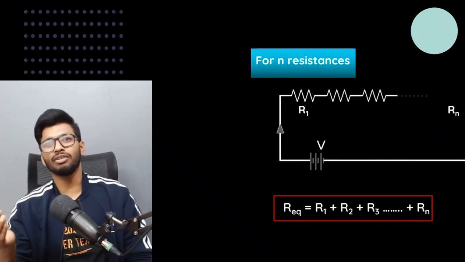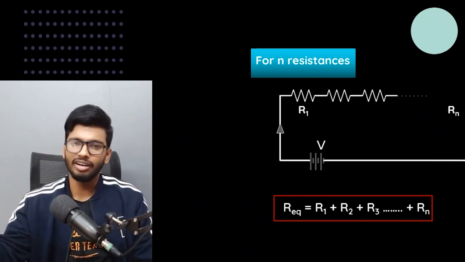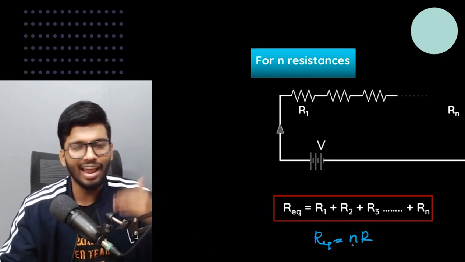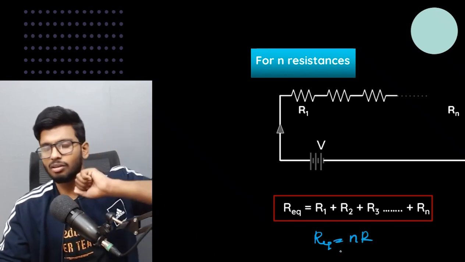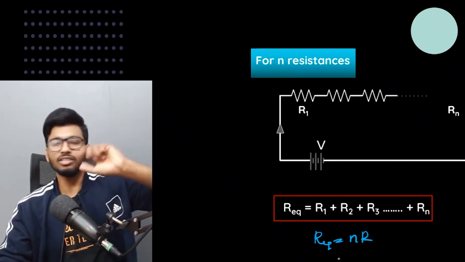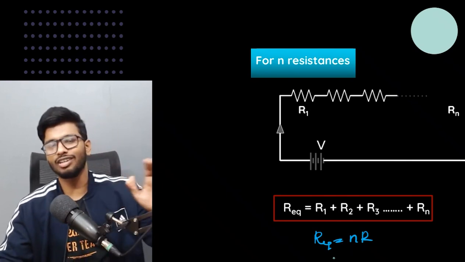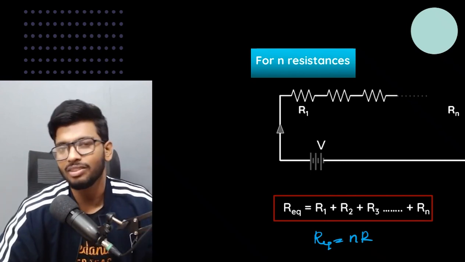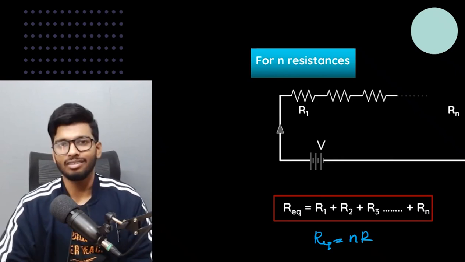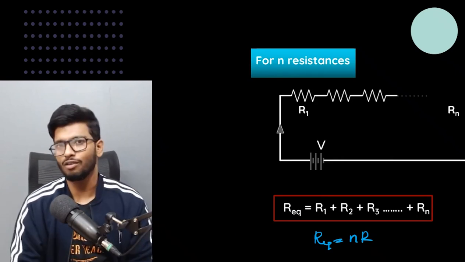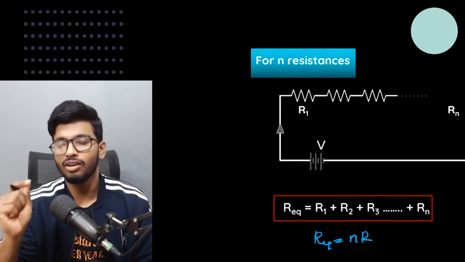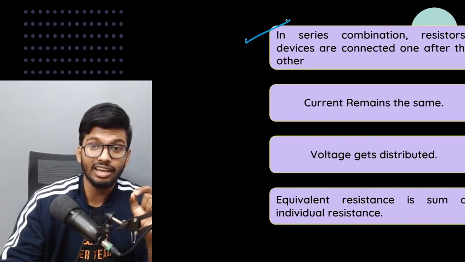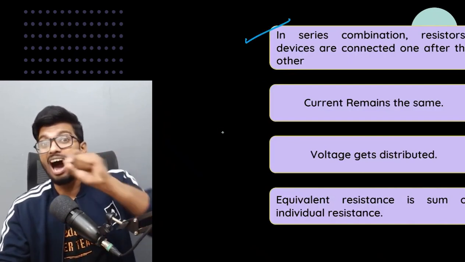Now it doesn't make sense for me to write it from R1, R2, R3 till 100. So instead, if you have n number of resistors, R equivalent is equal to n into R, where n is the number of resistors, in this case 100, and R is the value of resistance, which in this case is 2 ohms. So the total resistance you'll get is 200 ohms. So when you have n number of resistors, this is the formula that you would be using. R equivalent is equal to nR. Now the key takeaway points from what we have learned so far is, guys, this is what you need to remember. First thing is that in series connection, the resistors are connected one after the other.